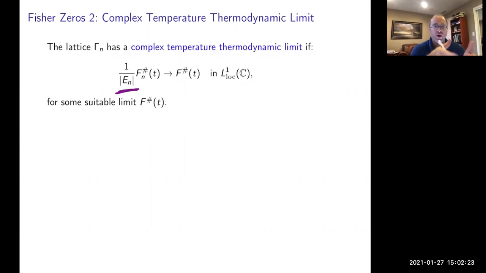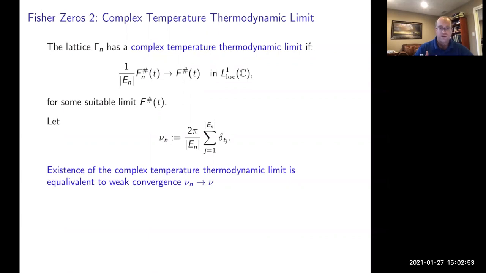And so we're going to divide by the cardinality of the edge set, the number of edges. That's the degree that the partition function has in T. And we're going to say that the lattice Gamma_n has a complex temperature thermodynamic limit if these normalized finite-n free energies converge to some limiting function in L1 loc of C. So this is a kind of funny definition, but I want to make some point about it.